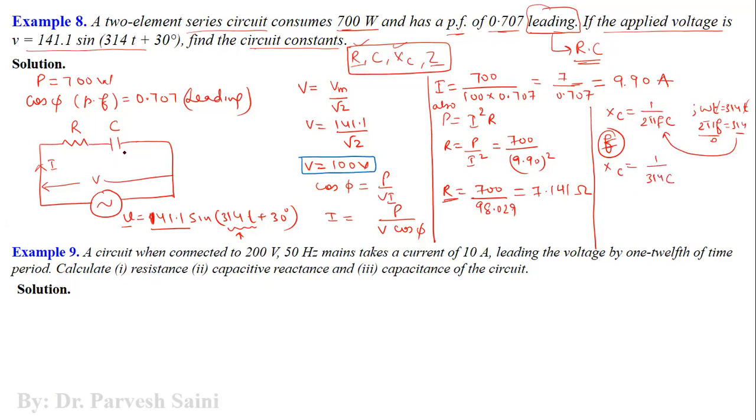Now because capacitance is also not given here, so we need to find out capacitance also. So to find out capacitance, we need Xc. To find out Xc, we need capacitance. So why can't we find out the value of Xc by using some other concept? So let us see how will we find out the value of Xc.